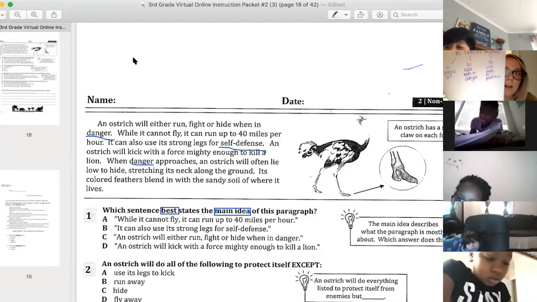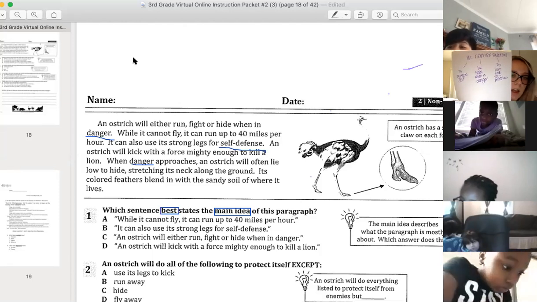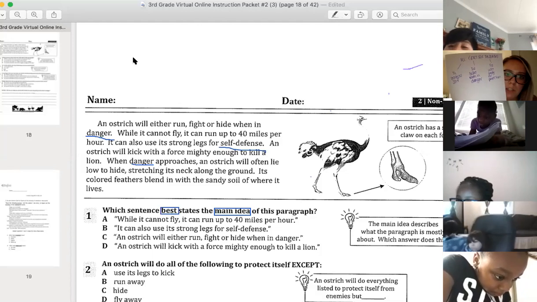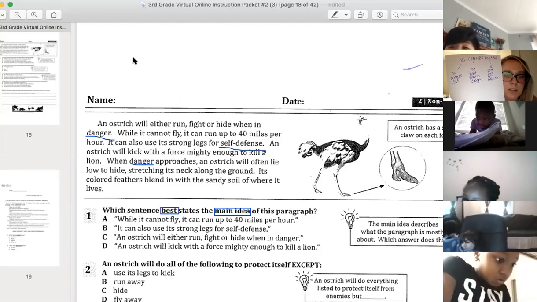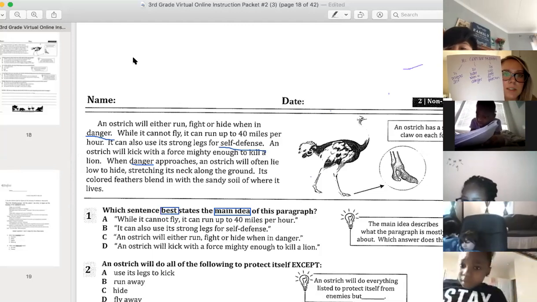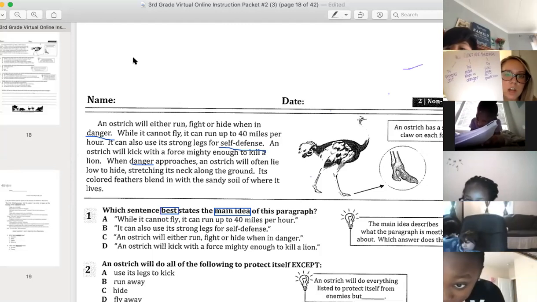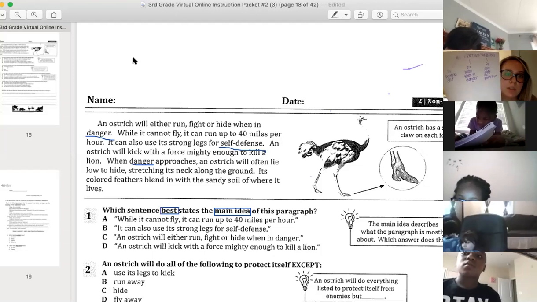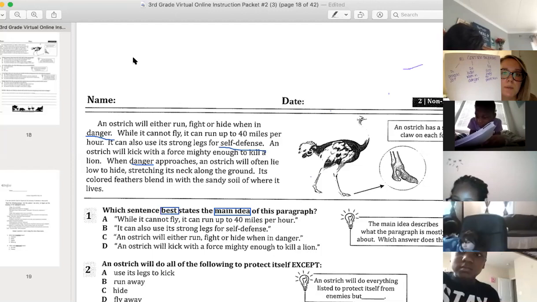Okay, so it says, while it cannot fly, it can run up to 40 miles per hour. I know that that doesn't have anything to do with protection or defense. It just tells me that it's a really fast runner. It can use its strong legs for self-defense. Okay, well, that was one of my details, right? So again, this is just helping me understand that an ostrich uses parts of its body for self-defense, which was a detail. And then I'm gonna go back and do my process of elimination.